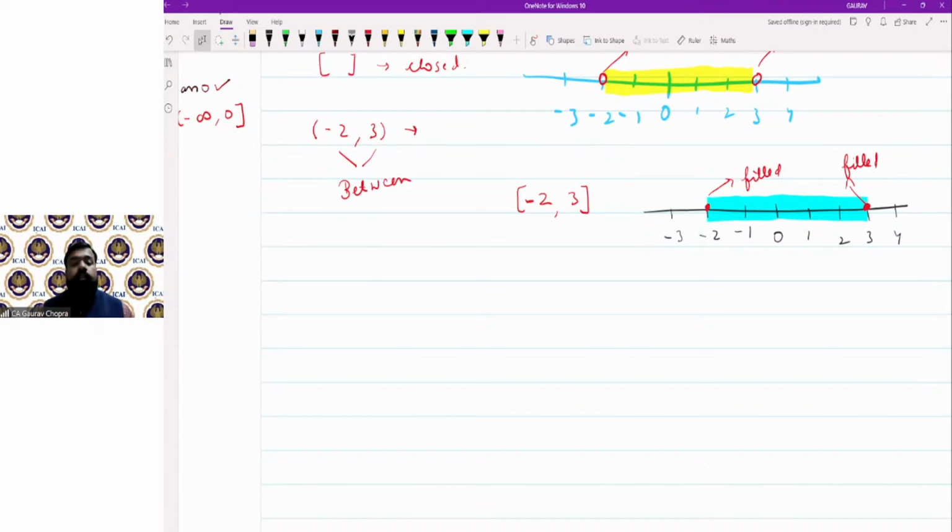Okay. So we are just now talking about the number line. After that, we will move on to the graph. All right.